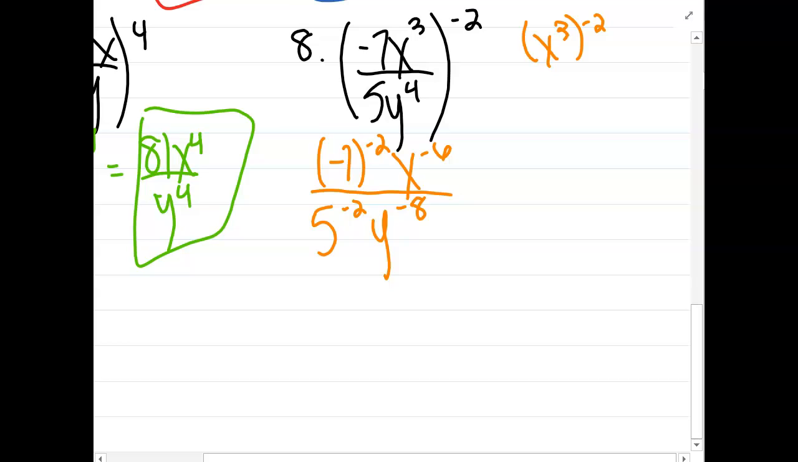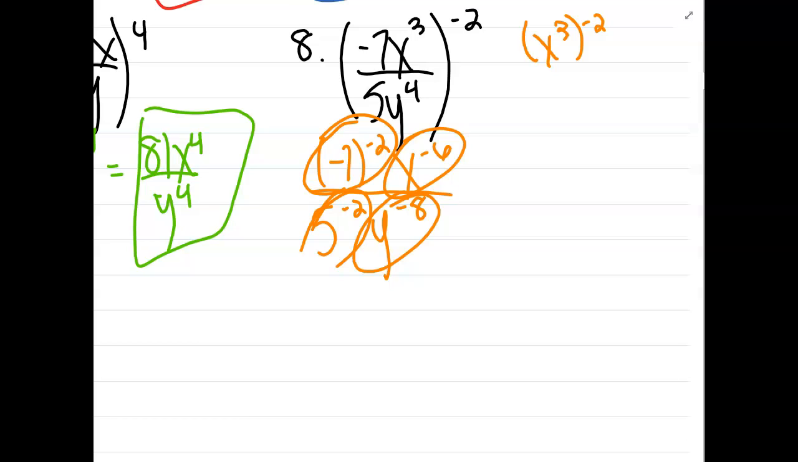Once again, just personal preference. Negative exponents, not really that easy to think about. So for me, I'm going to fix the negative exponents next. So the negative 7 has a negative exponent, the x has a negative exponent, the 5 has a negative exponent, and the y has a negative exponent. Everything has a negative exponent. So really what you're going to do here, just flip your fraction over. So it's going to be 5 squared. The 5 doesn't change, but the negative 2 becomes a positive 2.